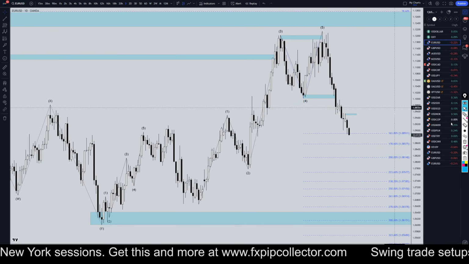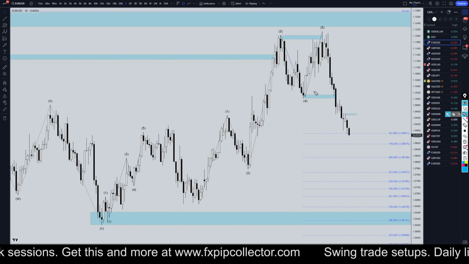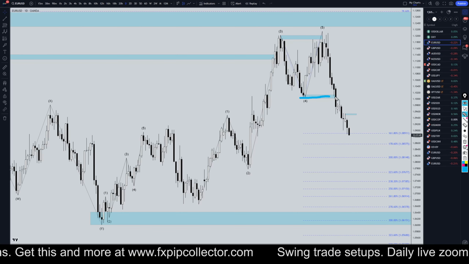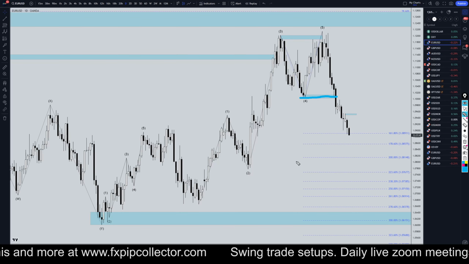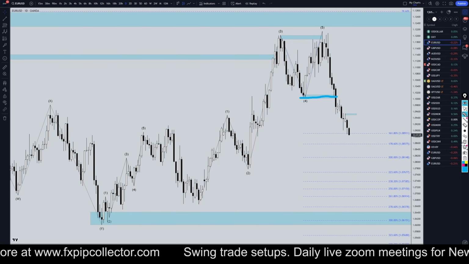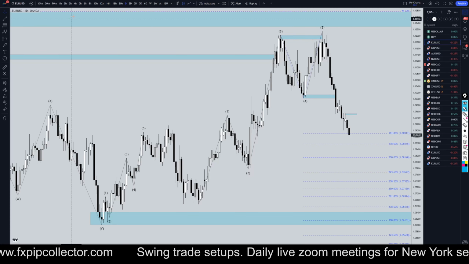Going down to the daily time frame, the Euro dollar is very weak to the downside. Ever since we broke structure, we definitely should have been looking for shorts. Definitely no reason to think that this move down is over yet.